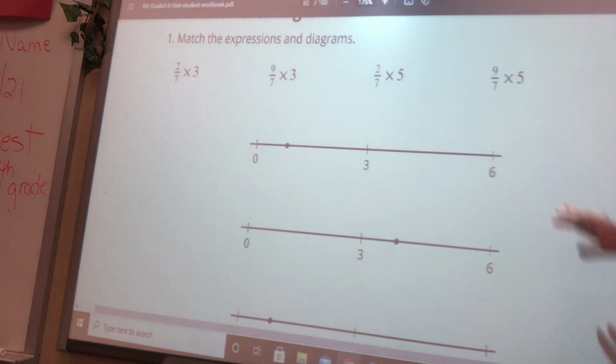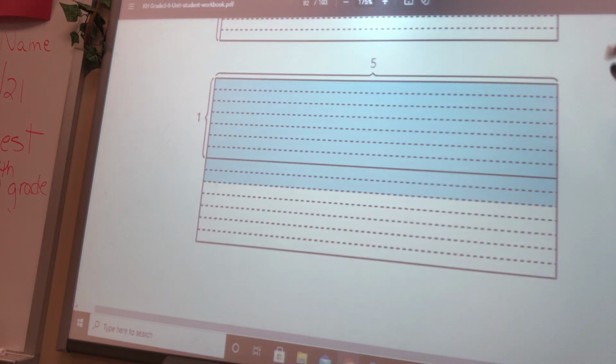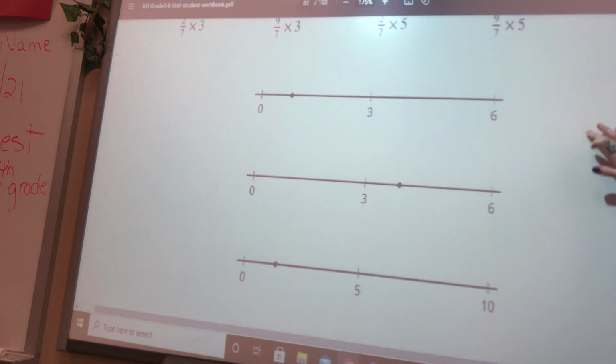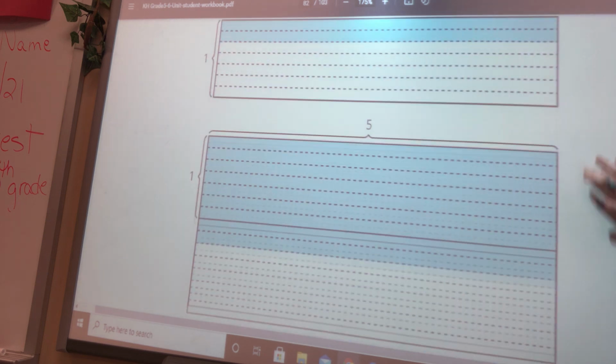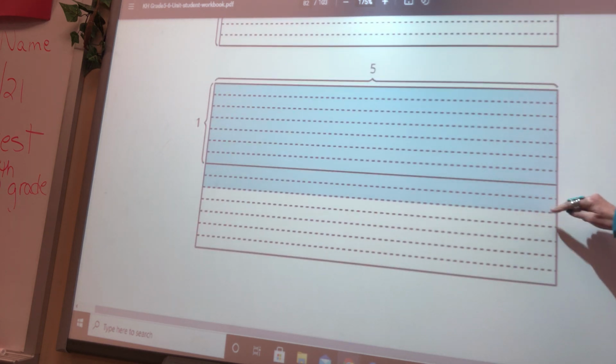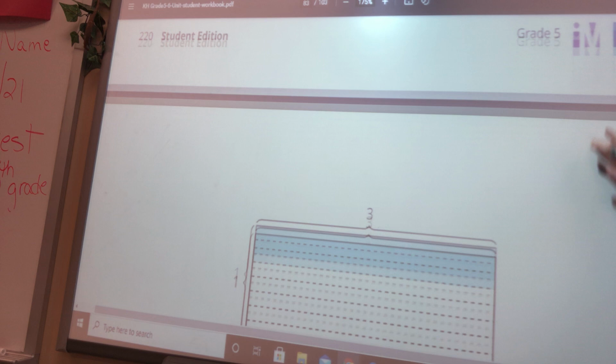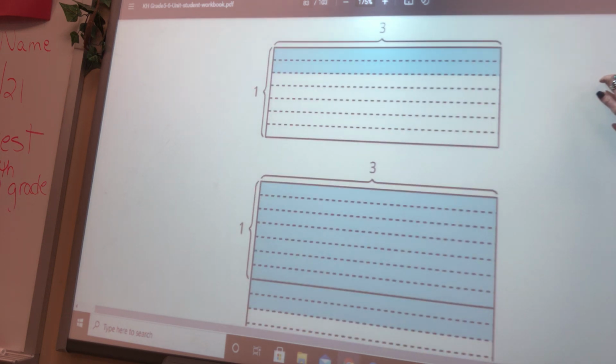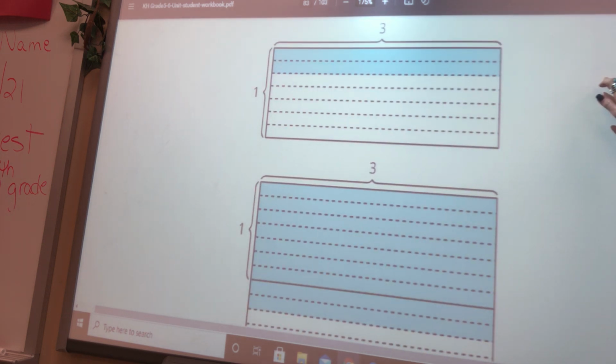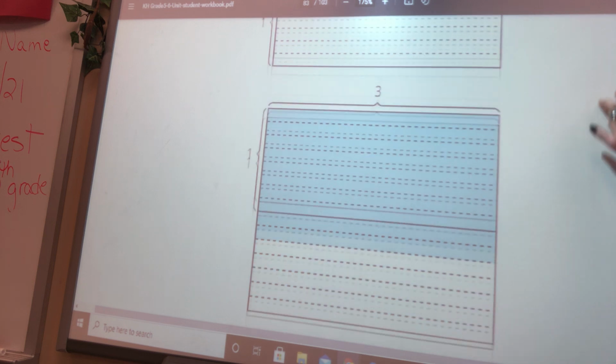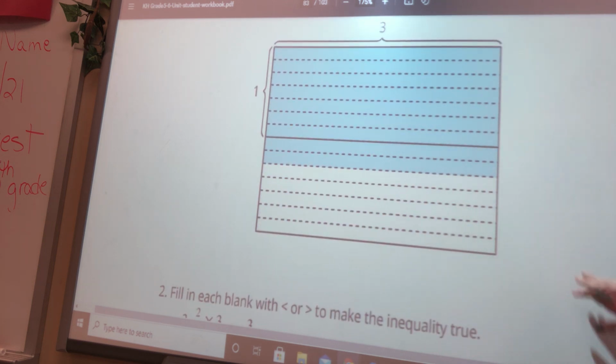So this one? Yes. What about this one? 9/7 and 5. 9/7. Makes sense that it's over a whole, doesn't it? We got a whole one and then 2 more. What's this one going to go with? 2/7 times 3. And this one? 9/7 and 3. 9/7 times 3.